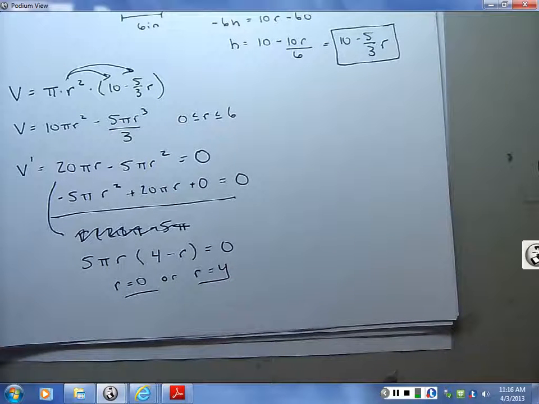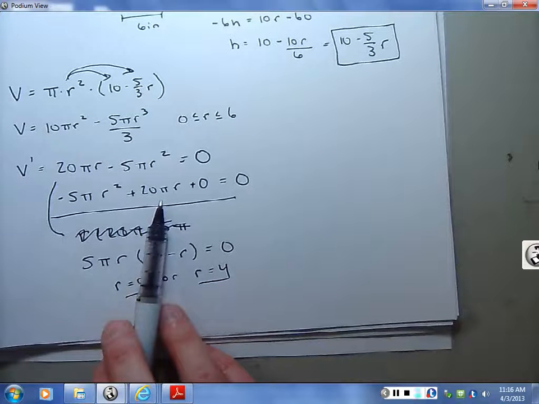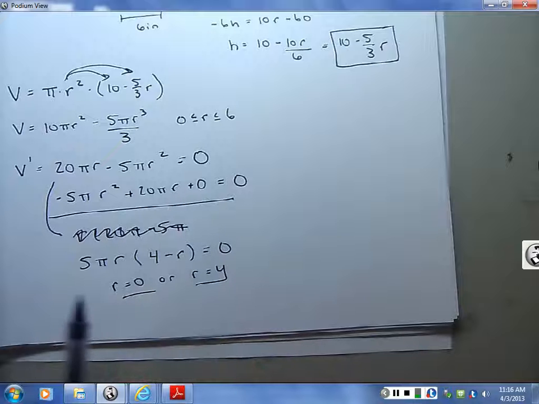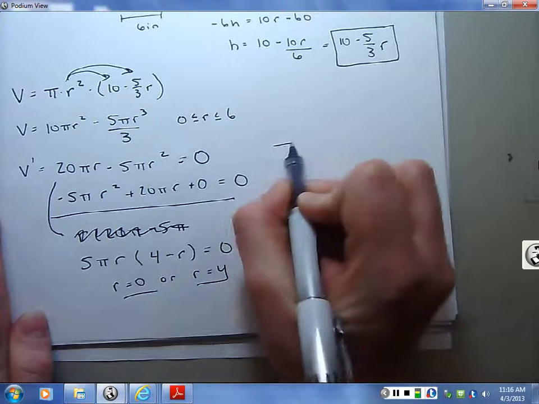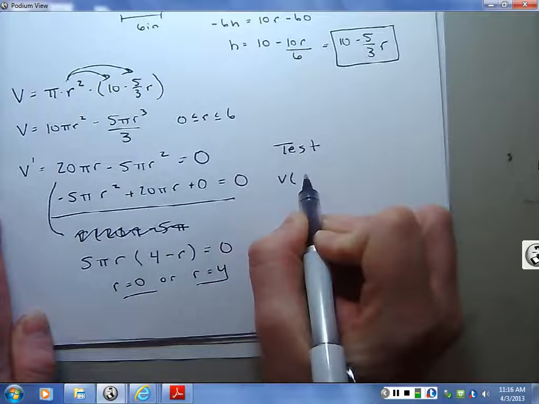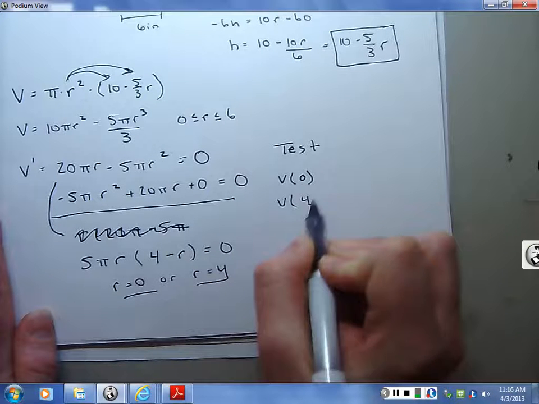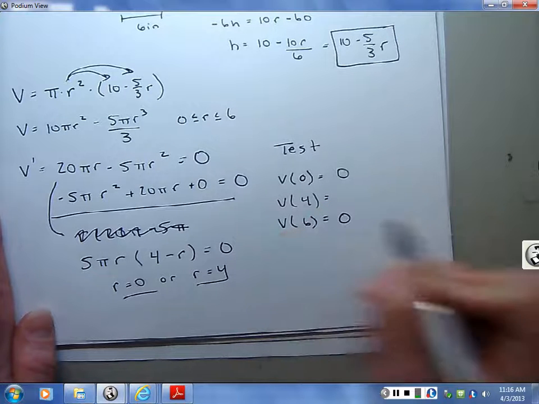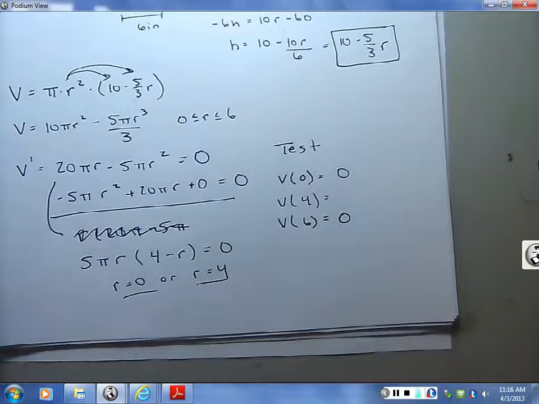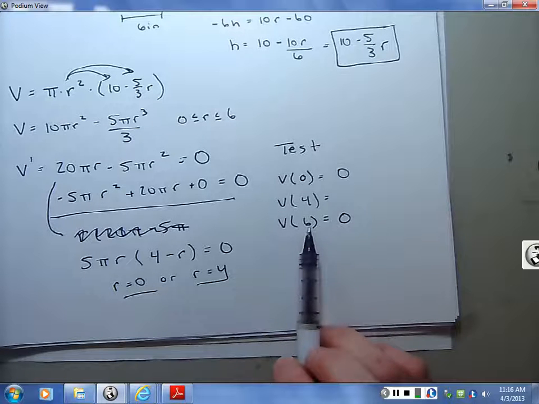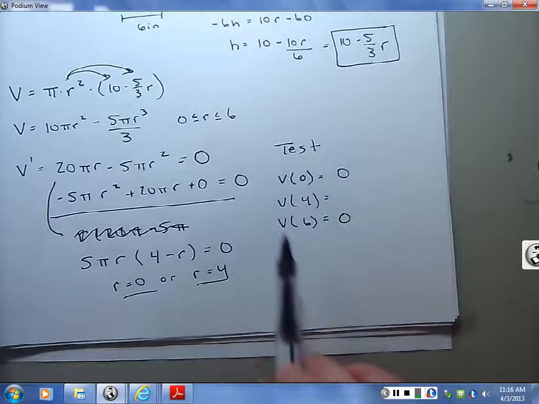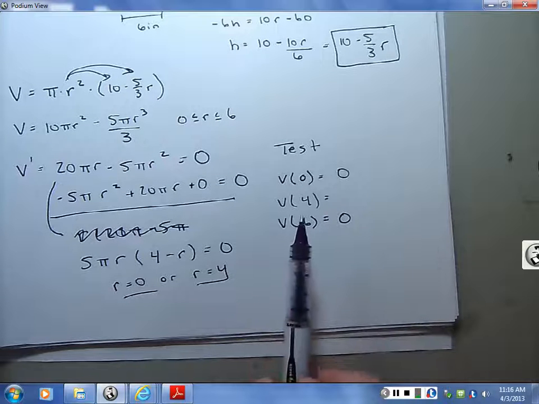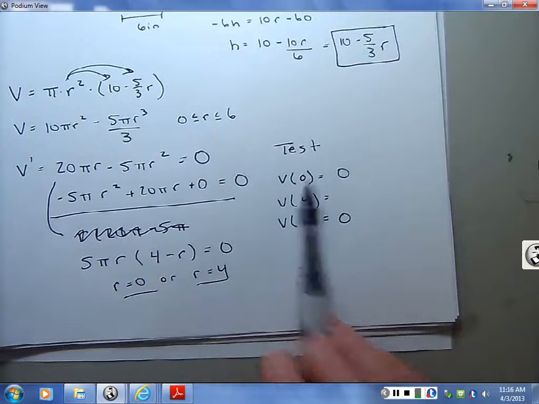I could use the quadratic formula as well, but it turns out it's easier to factor it, because I factor out 5 pi r and I get this one. So now I need to test my points. What is the volume when r is 0, the volume when r is 4, and the volume when r is 6? 0 and 6 are easy, right? Because I have no height if my radius is 6, and I have no radius if my radius is 0. So I plug that into the volume formula.